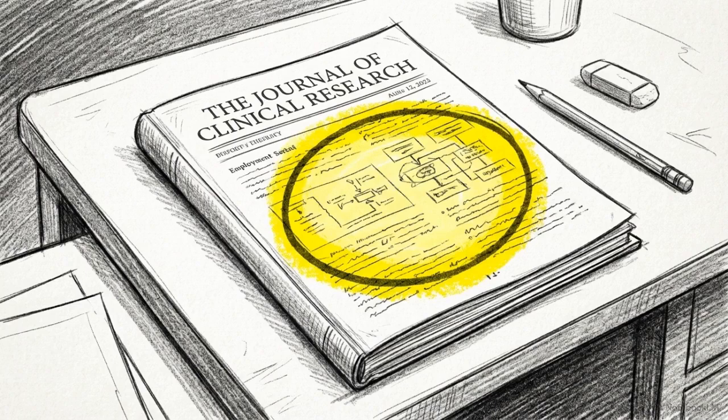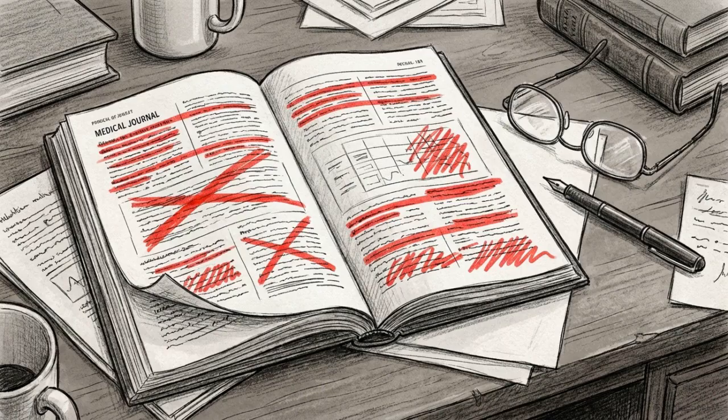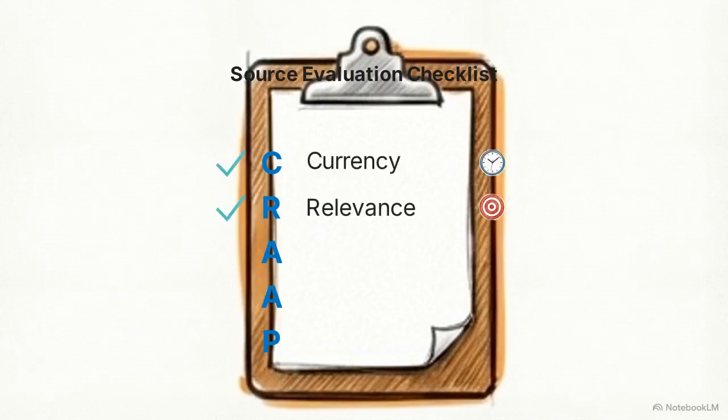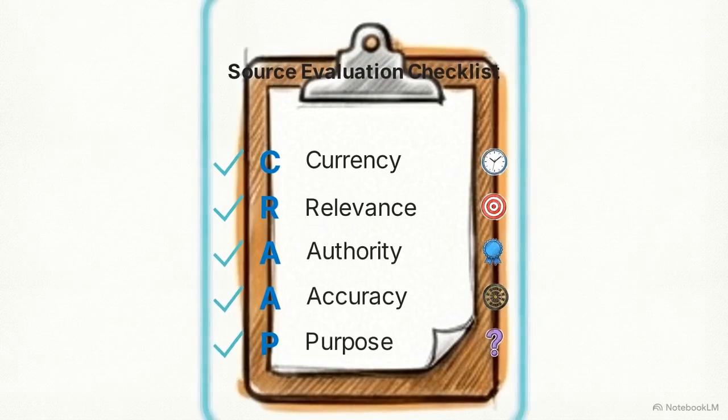Once you find a published article, your work isn't quite done. You still have to interrogate the source to make sure it is actually credible. This checklist shows the CRAP test, a simple method for evaluating any source. You check the currency of the publication, the relevance to your patient, the authority of the authors, the accuracy of the data, and the purpose behind the research.